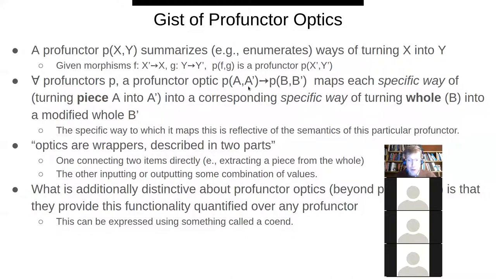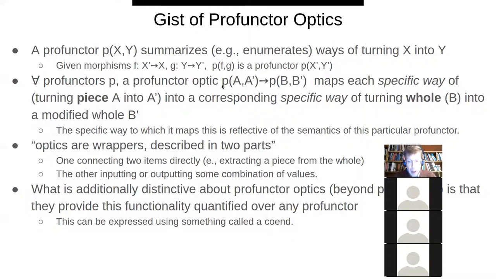Now, for profunctor optics as captured in Haskell, it's C op cross C into set. For Haskell, this would be Hask op cross Hask into Hask, okay? And so the upshot of it is that for this P A A prime, A and A prime are objects in C or in Hask.